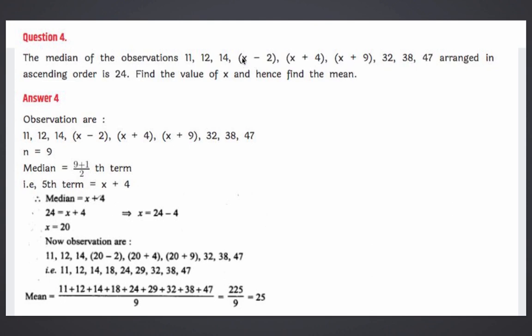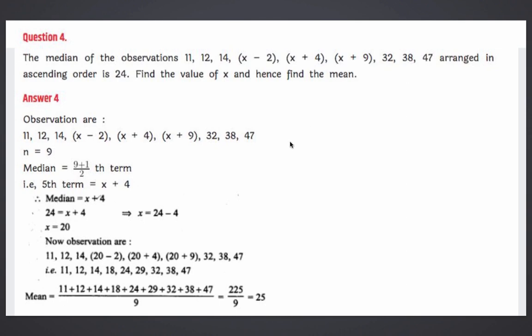Yes. x is 20. So 20 minus 2, 18. 20 plus 4, 24. Keep checking the answers from here. 20 minus 2, 18. 20 plus 4, 24. 20 plus 9, 29. So all the variates, all the observations, you now know. Now the question is to find the value of x, which is done here, and hence find the mean.